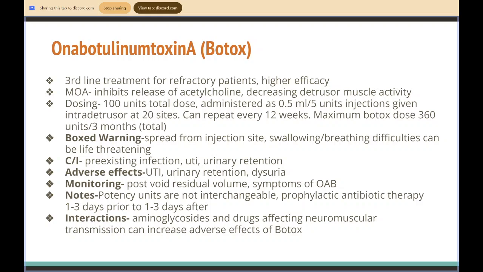Everyone hear the question? Oh, there might be a bit of a lag. Okay. Once again, 360 units. And if it's 0.5 ml for 360.